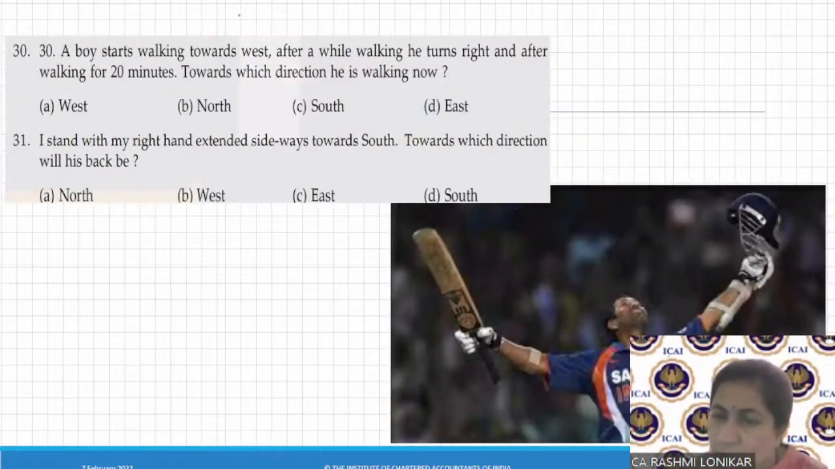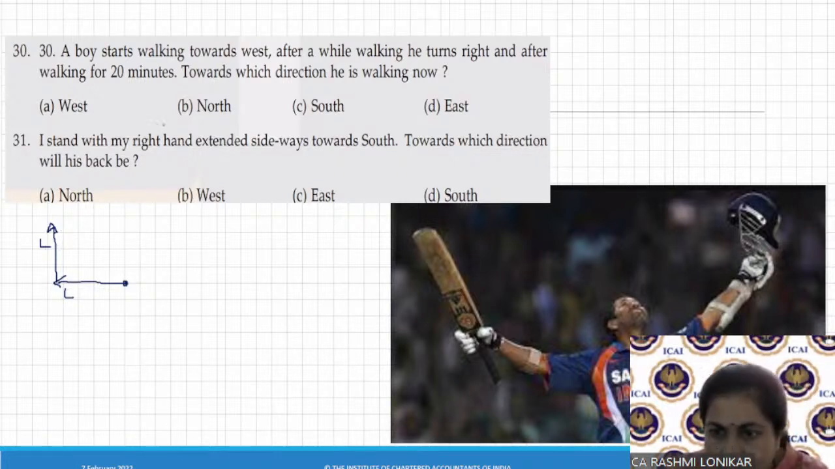Now, a boy starts walking towards the west. After a while, he turns right. So which direction is west? This. And he's walking like this. So, left is here. And after a while, he turns right. After walking for another 20 minutes, towards which direction is he moving now? This direction is the north direction.